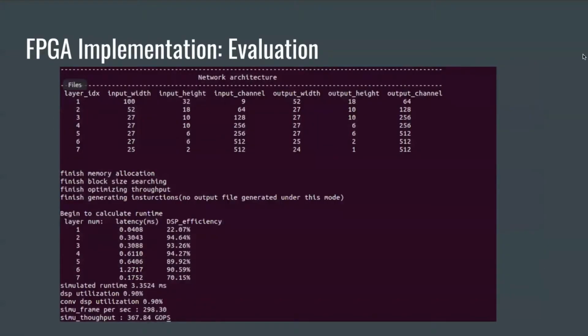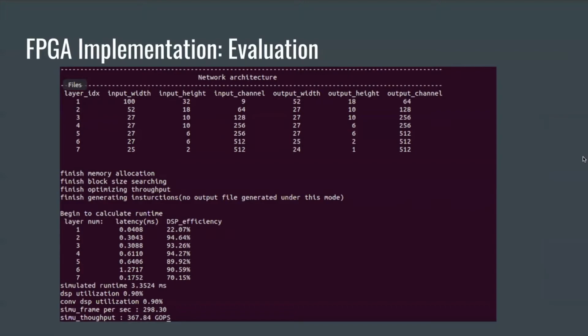Next up, we have the FPGA implementation. This is the complexity evaluation package that was provided to us. This is the output of running the evaluation on the CRNN graph. We can see towards the bottom, we have each layer and its simulated latency. Overall, the simulated runtime was about 3.35 milliseconds and a very impressive 298 frames per second.